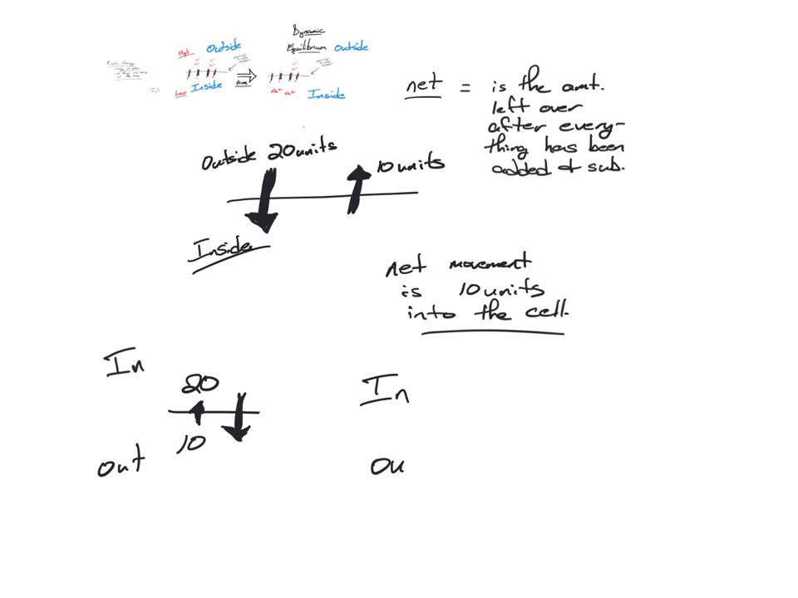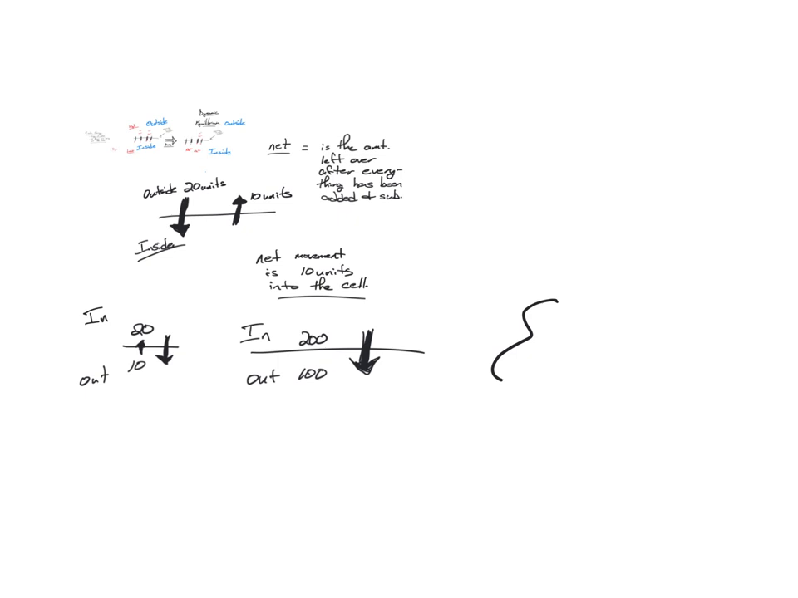Here's 100. Here's 200. What's the net movement? 100 in. It all depends on the graph or the table they show you. They could draw a cell and put 10 inside, 20 outside. In or out? In.